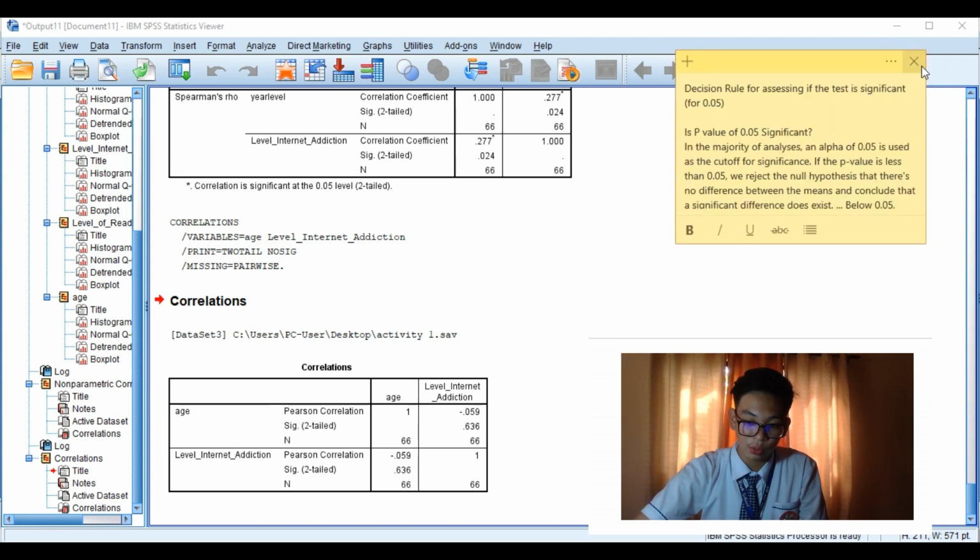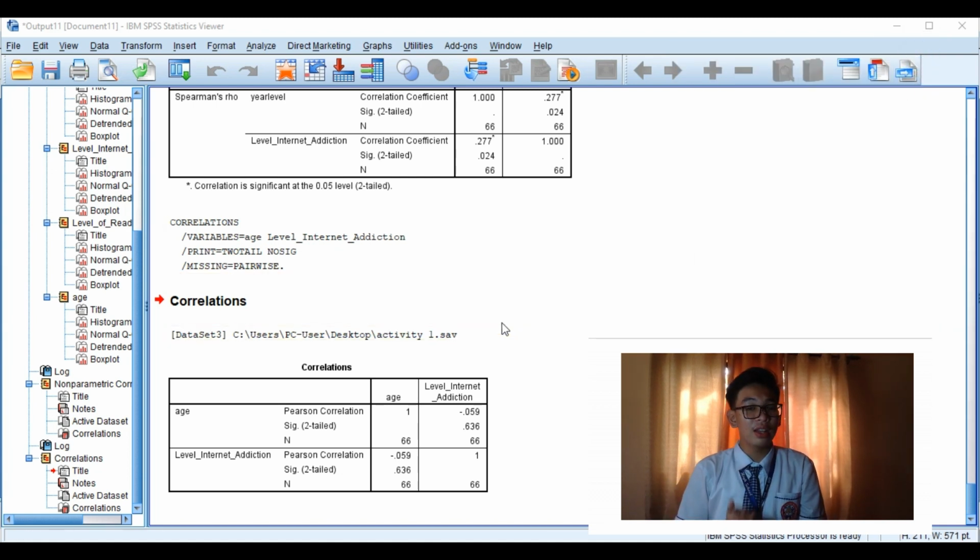So for the decision, we're done with that. That basically sums up the lesson for today: the Pearson R for parametric and the Spearman rank for non-parametric.